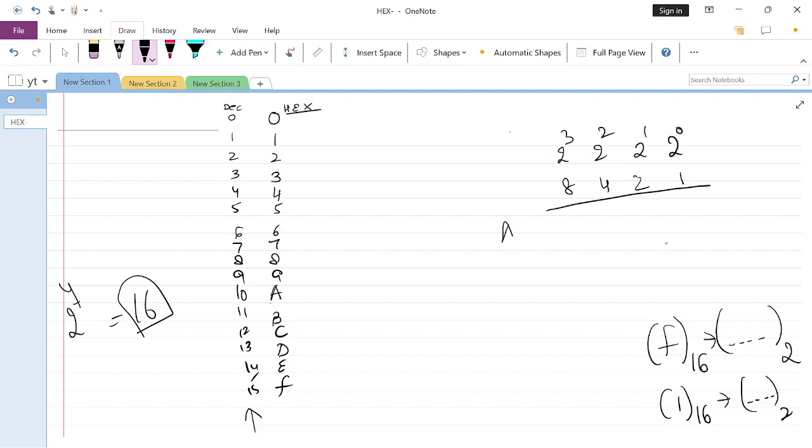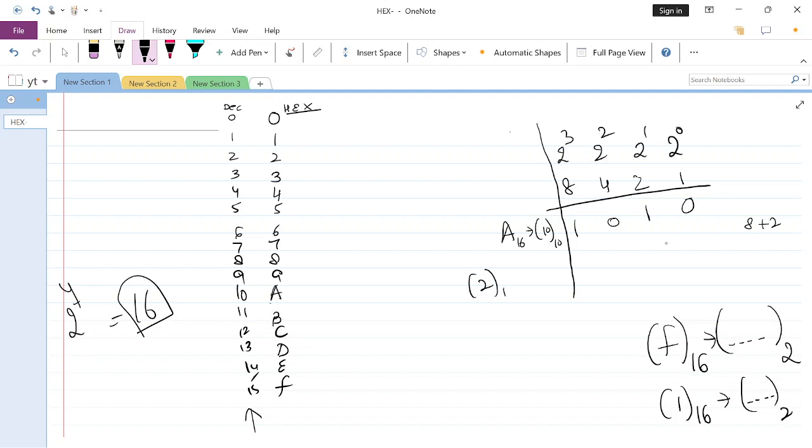Now I have this value A in hexa. Its decimal equivalent is 10. And if you see here, which numbers' weights add up to give me that 10? It is 8 plus 2. So put 1 under the weight 8, and then put 1 under the weight 2, and for the remaining weights put 0.